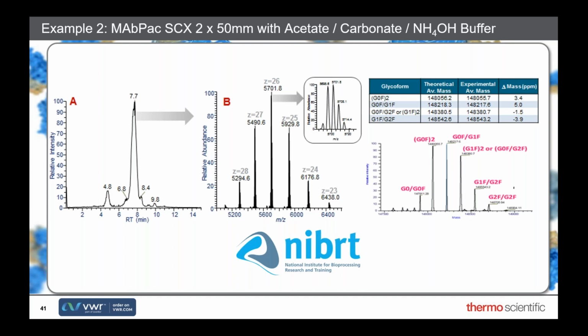The low salt concentration in both buffers also results in better sensitivity. And this method is easily transferable and does not require pH titration. If you're interested, this work was done in conjunction with NIBRT, which is the National Institute for Bioprocessing Research and Training, based in Dublin. And this has been published, so this data is readily available if you want to check out the method or indeed to have a look at the data.